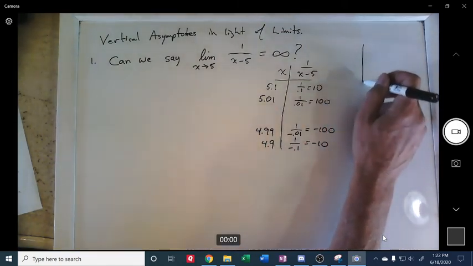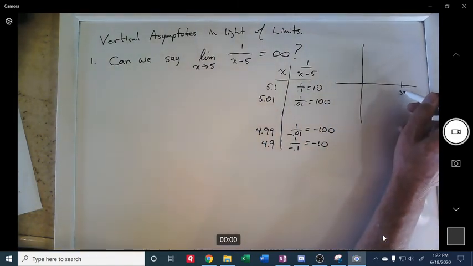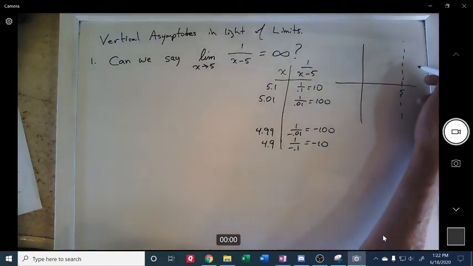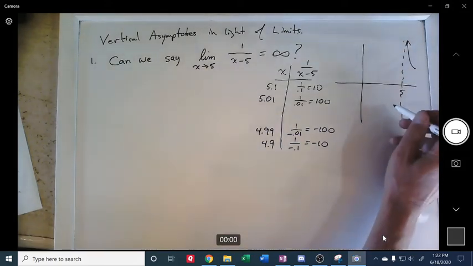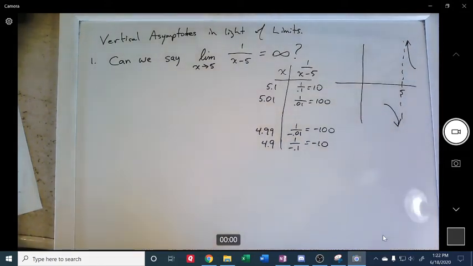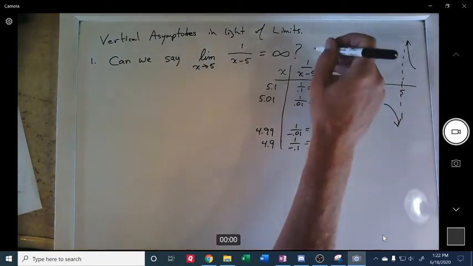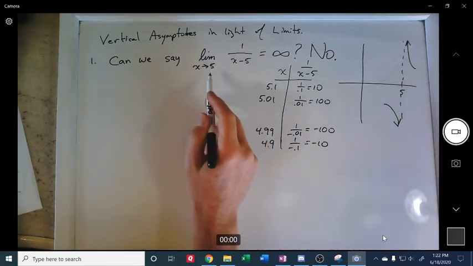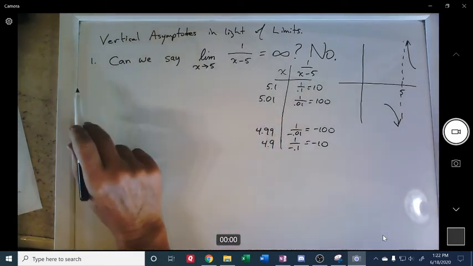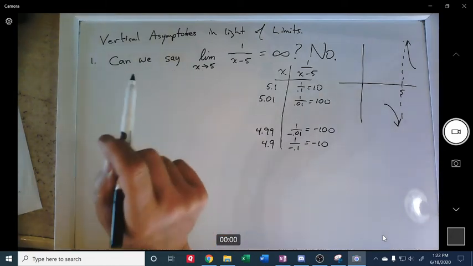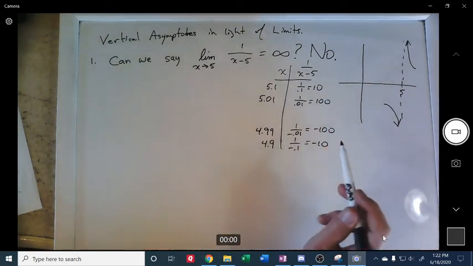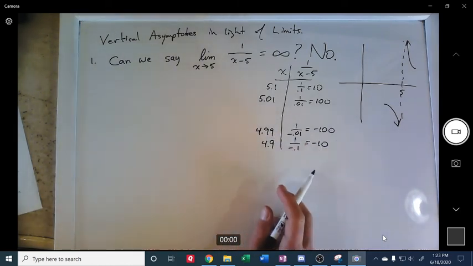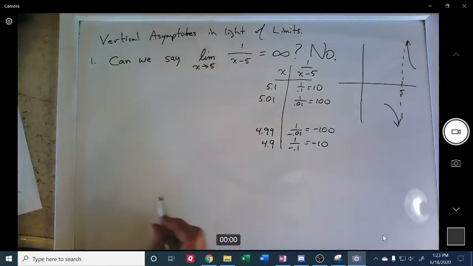So what is happening here is that from the right side it's going up, but from the left side it is going down. So because of that, the answer is no. For a general limit to exist, the left-hand limit and the right-hand limit have to be the same. Since these are different, one going to positive infinity, one going to negative infinity, we'd have to say this does not make sense. Let's go to number 2.